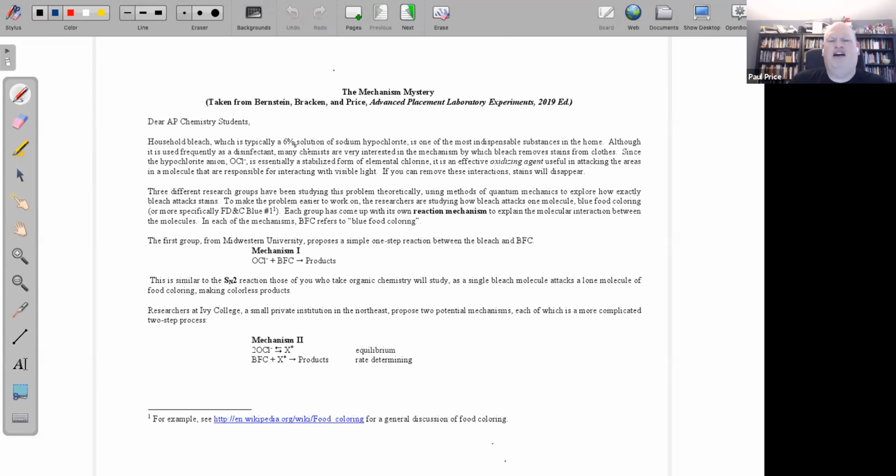And this is a problem that I wrote. It's from a lab manual that two of my friends who teach chemistry, one who's retired, one who teaches in Florida and the other in Ohio, Dr. Bernstein and Mr. Bracken, and I wrote. We're going to work through this problem today because it combines everything we deal with, and we call it the mechanism mystery.